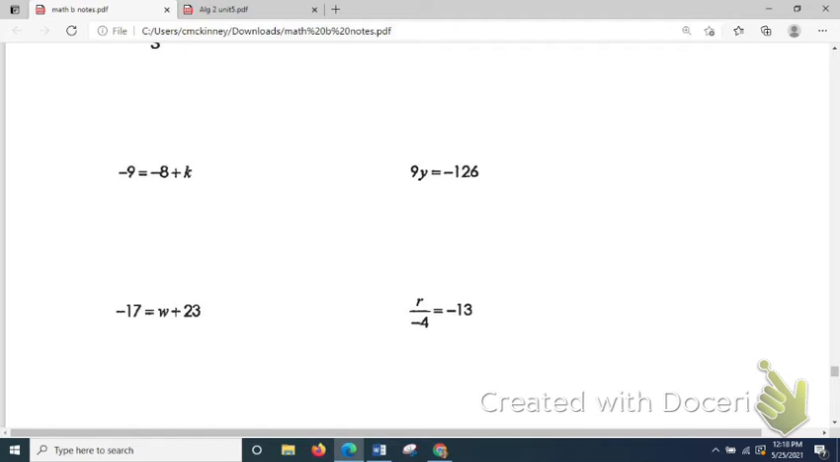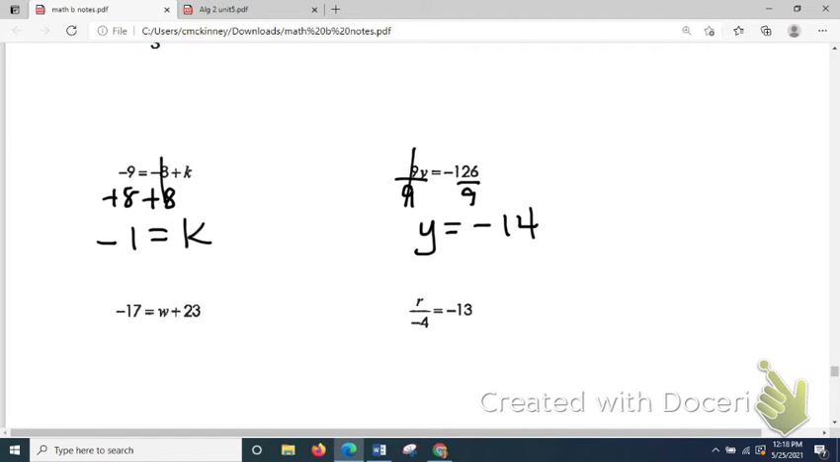So here, if I want the k by itself, I would add 8 to both sides. Negative 1 would be k. If I want to get rid of this 9, I would divide by 9 on both sides. So remember, when we're solving equations, our goal is to find out the value of the variable, and we use inverse operations to do that. We're always doing the same things on both sides so that we can get the variable by itself.